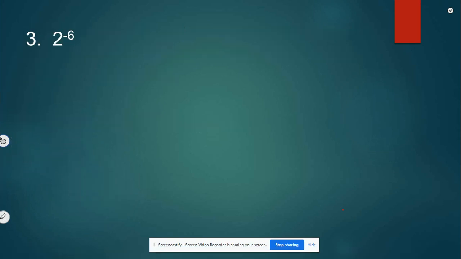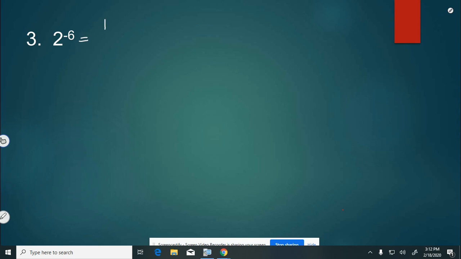Number 3, 2 to the negative 6 is going to be the same as 1/2 to the 6th. And 2 to the 6th is 2 times 2, which is 4, times 2 again is 8, times 2 again is 16, times 2 again is 32, times 2 again is 64. So that's equivalent to 1/64.